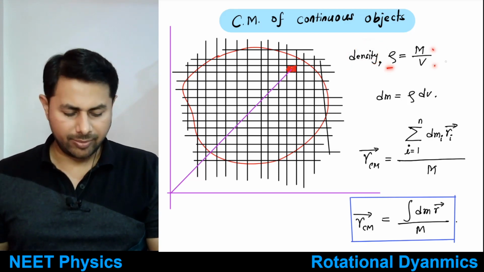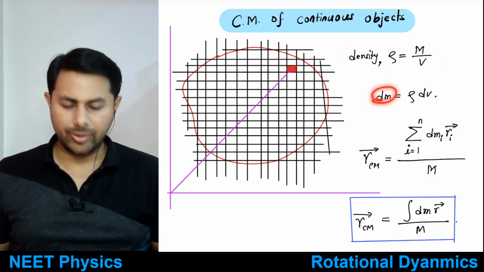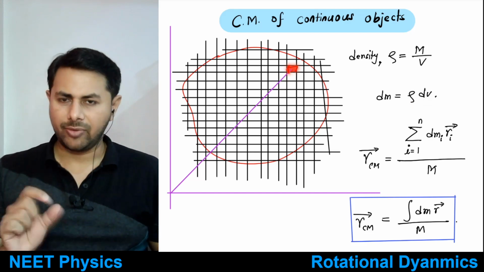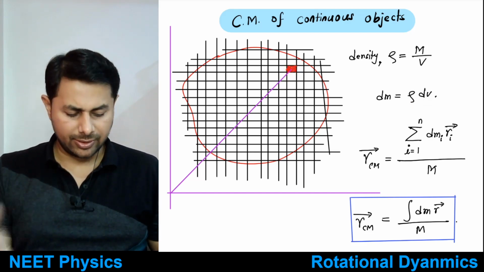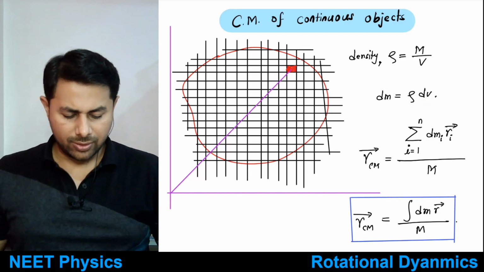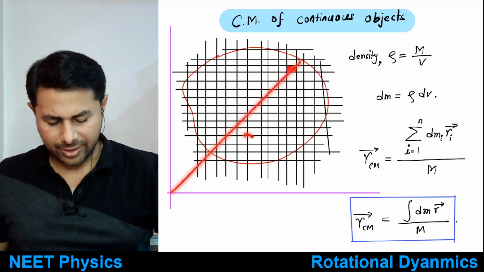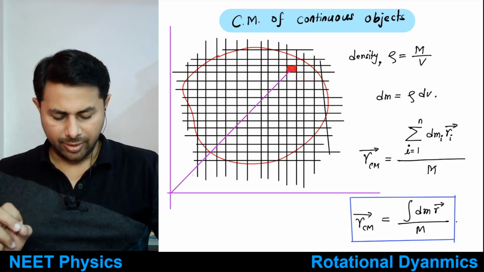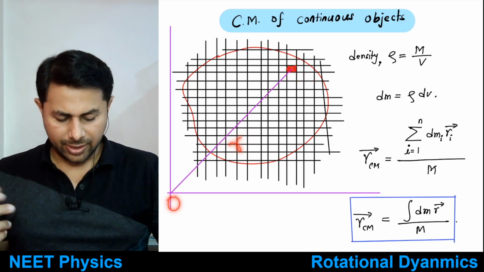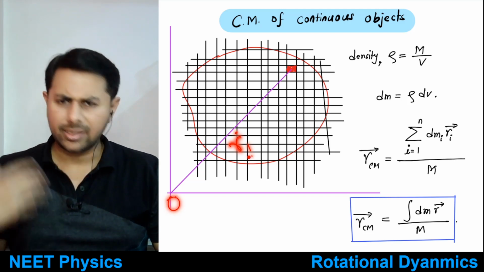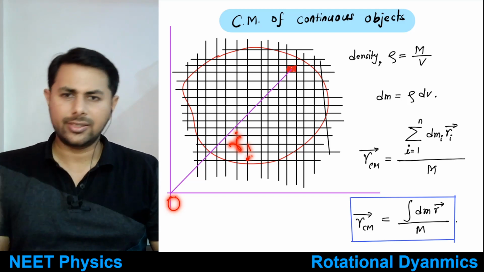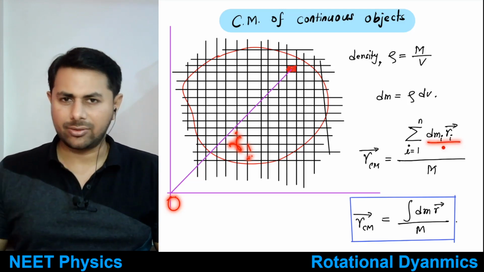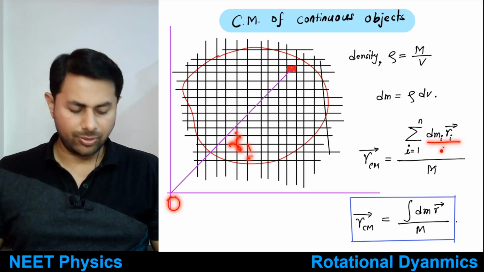So we can define the density of the body. Density is mass divided by volume. So dm would be equal to what? Rho times dv. What is dv? dv is the volume of one such part, one such piece. Then suppose this is the position vector of this small mass dm. From the origin it is, suppose, r bar. There are n such masses, so their position vectors will be r1 bar, r2 bar, r3 bar, and so on and so forth.